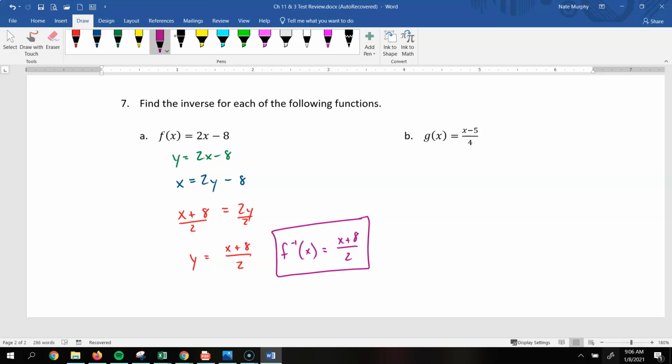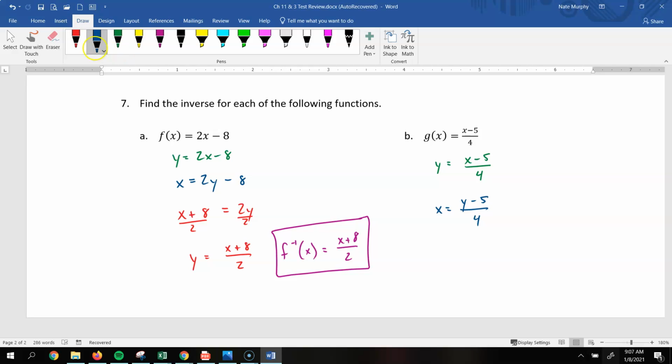So we're going to do the same process for letter B. Let's start with the first step. We're going to change the g of x to be a y. So it'll be y equals x minus 5 divided by 4. Second step, switch the x and y. So we'd have x equals y minus 5 divided by 4.